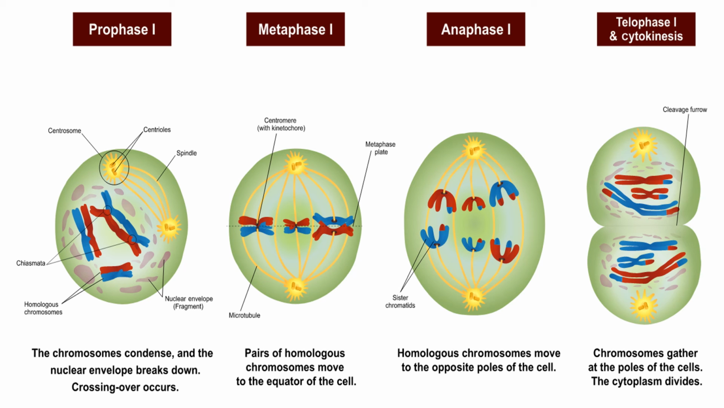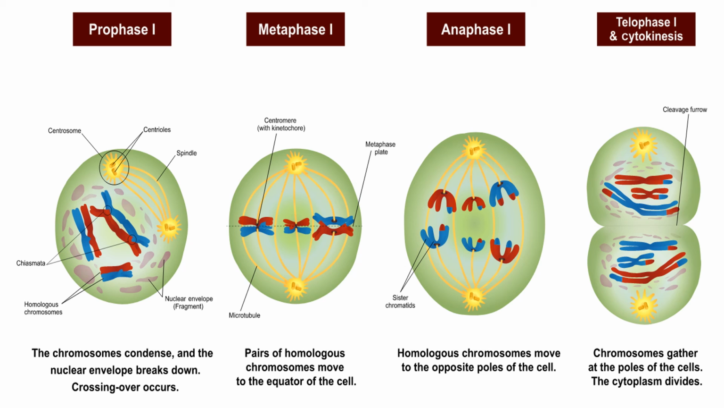Okay, for the anaphase 1. What happened to the cell in the anaphase 1? Homologous chromosomes move to the opposite poles of the cell. Can you see how they move from pair from the equator? In anaphase 1, the chromosomes move toward opposite poles of the cell by spindle fibers. So the chromosomes start to separate, or they are now separated.